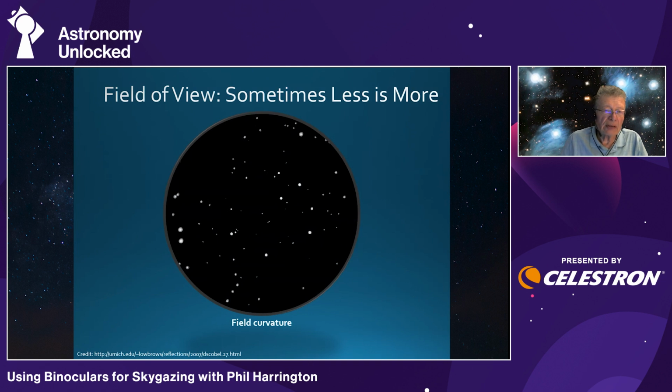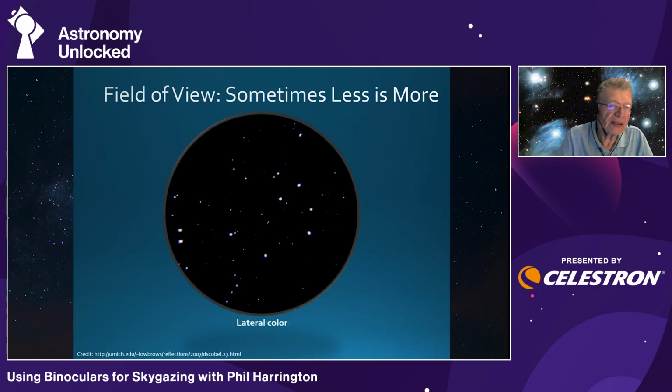Another example, field curvature. The stars are sharp in the middle, but toward the outer edges, they're not distorted, they just aren't focused. They look like little balls. Then when you go to change the focus, the stars at the edges come into focus, but then the stars in the middle are out of focus. That's due to field curvature.